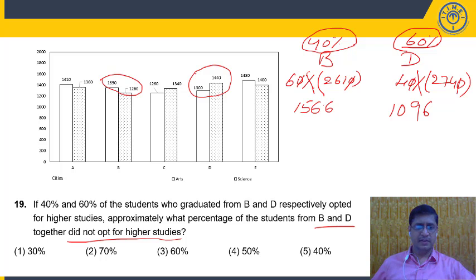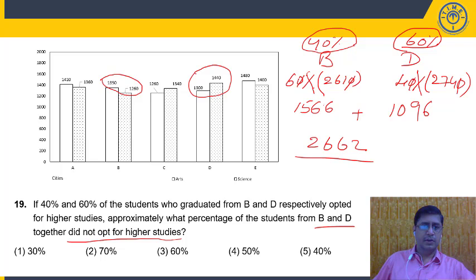What we need to find? Yes, you are right. The percentage, approximately what percentage of the students from B and D together did not opt for higher studies. These are the students who did not opt, which means the sum of these two values. Adding these two we get 2662. What is the total number of students?